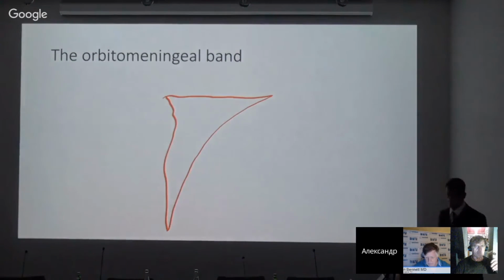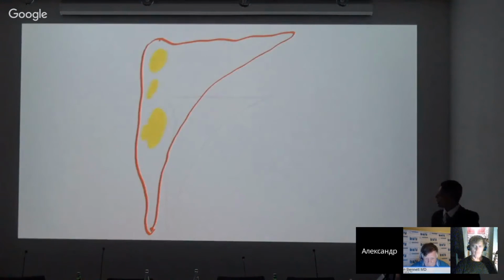So let's say the orbitomeningeal band is a semi-T-shaped structure. This is medial, this is lateral. Agreed? Yes or no, guys? You must understand that the cranial nerves are here. 3, 4, and V1 are here. So if anybody says cutting the orbitomeningeal band is going to harm the cranial nerves, no, it's not going to harm, as long as you don't come all the way here. And if you are neurosurgeons, I believe you will have enough skill to keep it laterally.